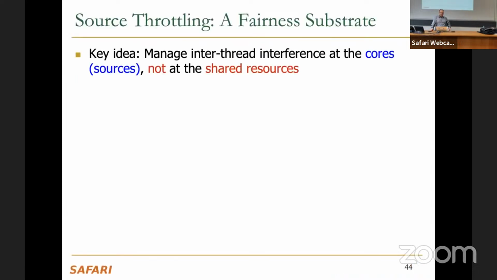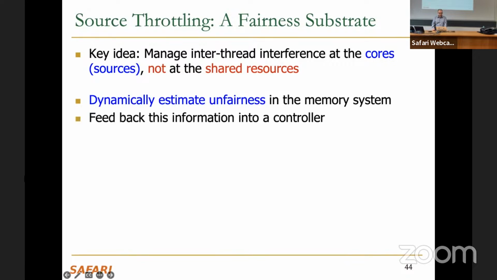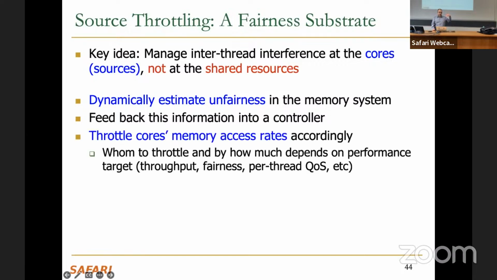Okay, so source throttling, the key idea is that we want to manage inter-thread interference at the cores, like sources, not at the shared resources. So we dynamically estimate unfairness in the memory system and feed this information back into a controller. And then we can throttle cores' memory access rates accordingly. Back to my example, you can ask the GPU to throttle GPU threads, to not send memory requests, basically. What does that mean? Very simple implementation, you can just stall those threads, right?